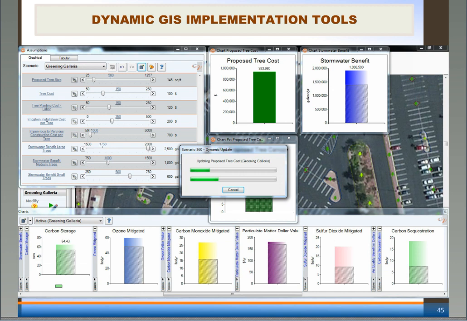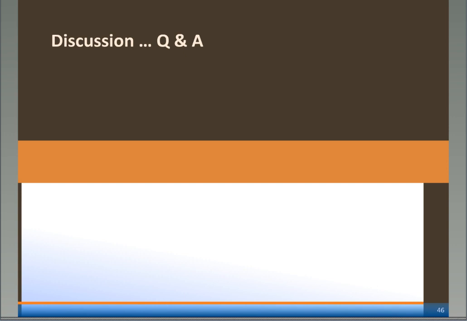So you can see here is an example, it's dynamic. You make changes in the map. Well, how much stormwater do our trees mitigate? What's the average cost of these trees? What's the average size of these trees? So all of these values are going to be changing on the fly as you use these types of tools.